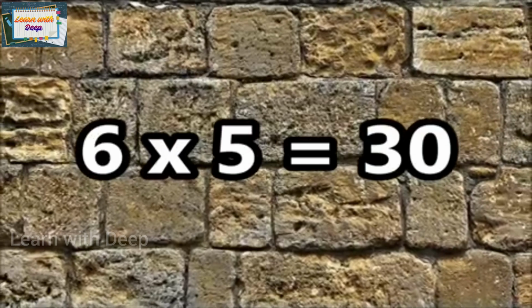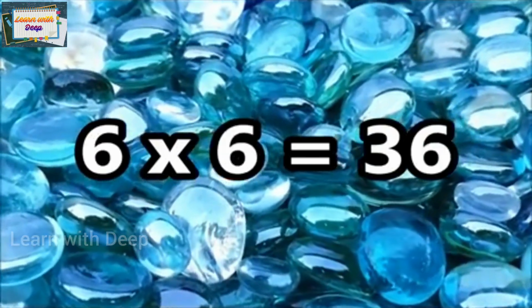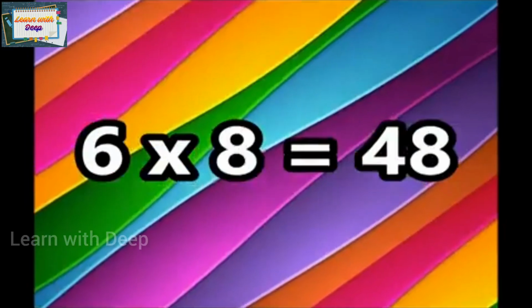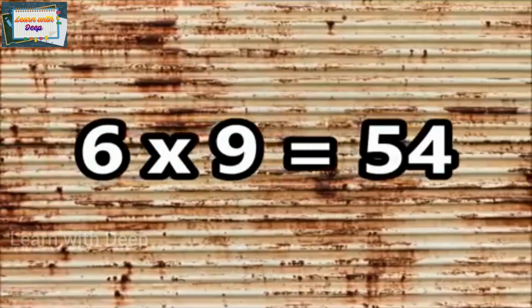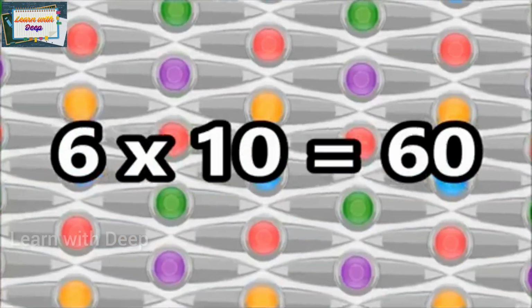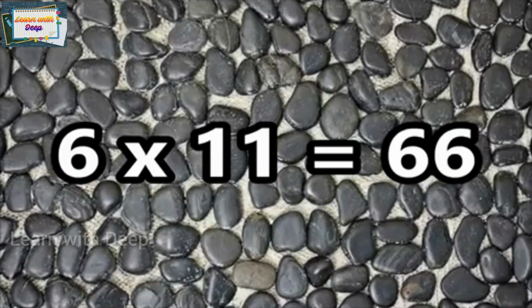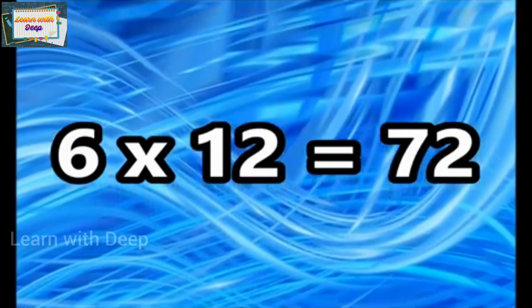6 times 5 is 30. 6 times 6 is 36. 6 times 7 is 42. And 6 times 8 is 48. 6 times 9 is 54. And 6 times 10 is 60. 6 times 11 is 66. And 6 times 12 is 72.